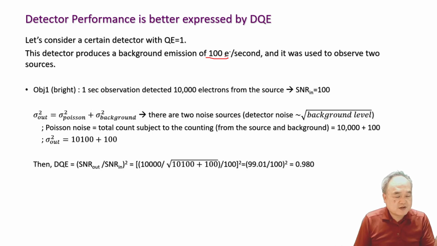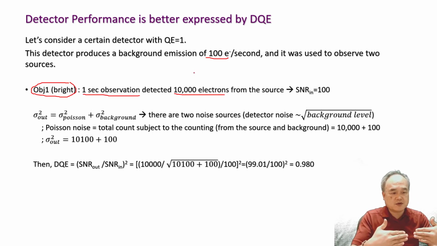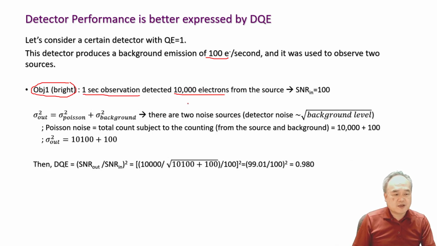This detector was used to observe two different objects, one bright object and one faint object. So let's think about the bright object case. Because this is bright, let's say that a 1 second observation with that detector observing this bright object produced 10,000 electrons. Then the signal to noise ratio of the incident photons is 10,000 electrons divided by the square root of 10,000. So we have a signal to noise ratio of the incident light of 100.